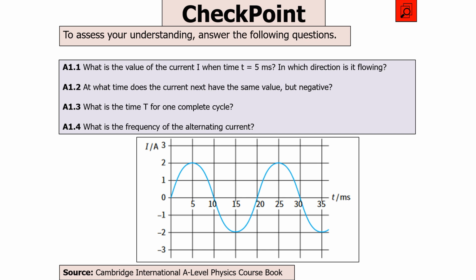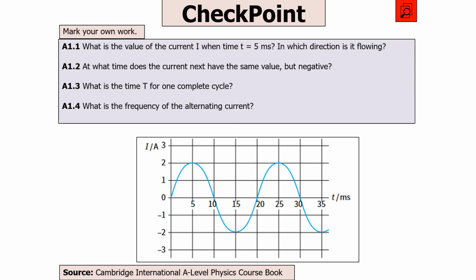The next question says, what is the value of current I when time equals 5 milliseconds and in which direction is it flowing? Then at what time does the current next have a value but negative? What is the time for one complete circuit? And then what is the frequency of the alternating current given the information below? So pause the video now, then unpause the video when you want to go through your answer.